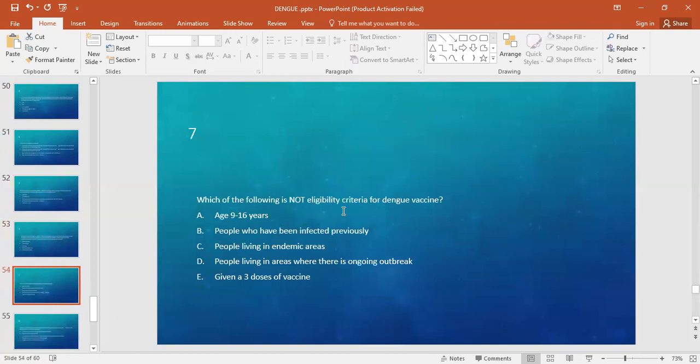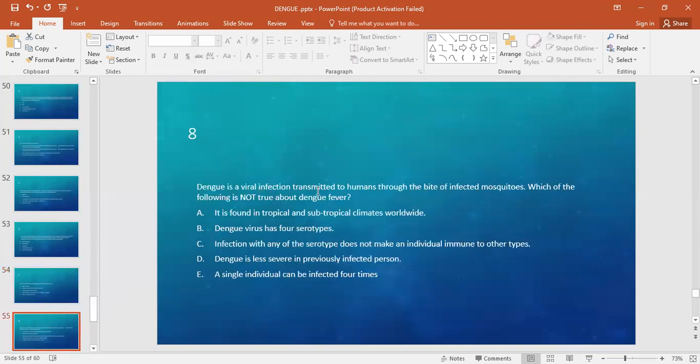Which of the following is not an eligibility criterion for the dengue vaccine? Age 9 to 16 years, people who have been infected previously, people living in an endemic area, people living in an area where there is an ongoing outbreak, giving 3 doses of a vaccine. E. D is the right answer. People living in an area where there is an ongoing outbreak. E is an eligibility criterion. It is not listed as eligibility criteria in the statement.